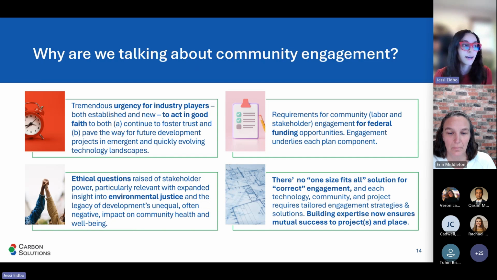And the fourth and final is that there's no one-size-fits-all solution. And so having these types of conversations helps build expertise to ensure that mutual success is in place for projects and places. It ties back to the first one, right, that we all want to make sure that we're supporting each other, and to the extent that we can, to continue to foster success in this industry. But we're also often fumbling in the dark. So if we can do that together, we are hopeful to see broader success.